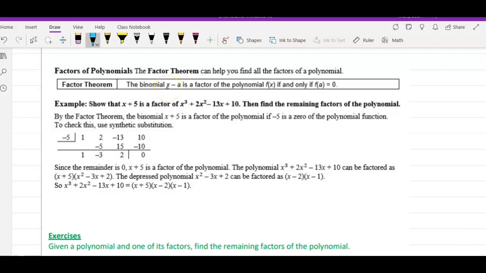The binomial x minus a, we usually have that in parentheses, is going to be a factor of the original polynomial, f of x, if and only if f of a equals 0. So let's think about what that means. Something's going to be a factor if when you divide by it, you get 0.